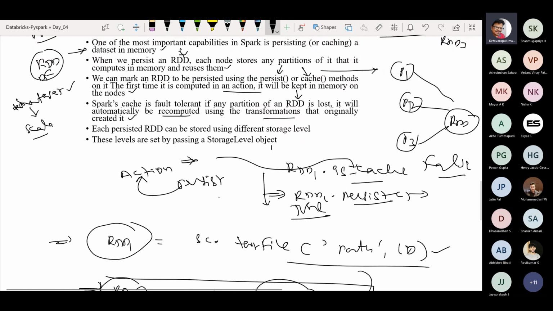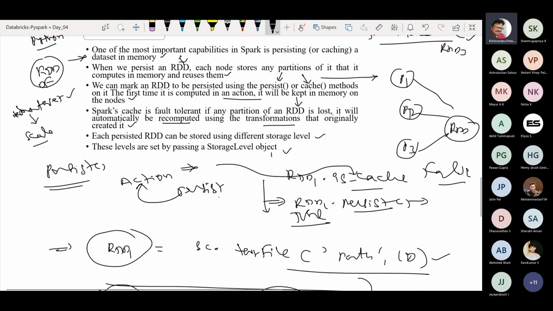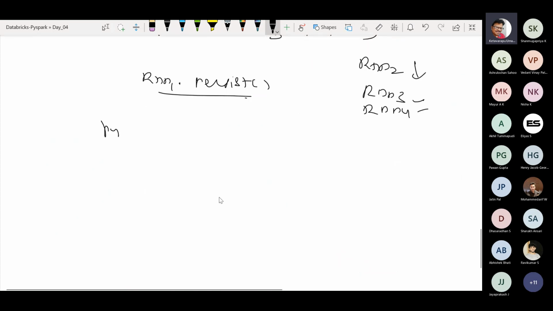Now, if you consider the last point, each persisted RDD can be stored using a different storage level. We understood what persist is, how we can cache the appropriate RDD, and how Spark manages this. Now these levels are set by passing a StorageLevel. We have imported StorageLevel, and after importing it, we can put this particular StorageLevel dot memory.